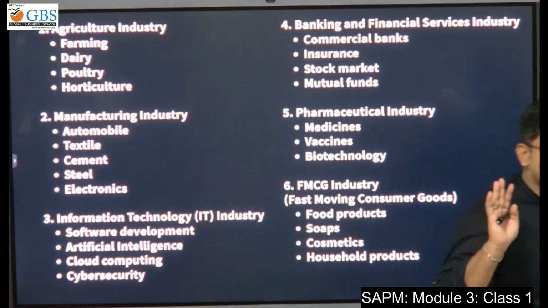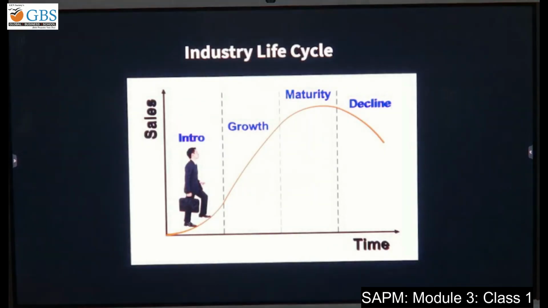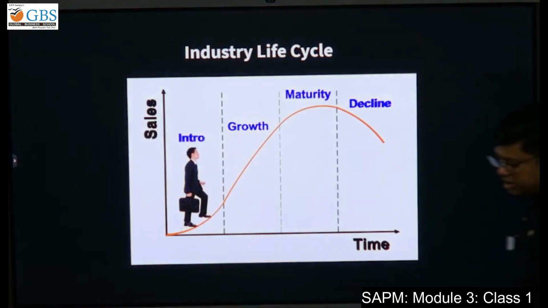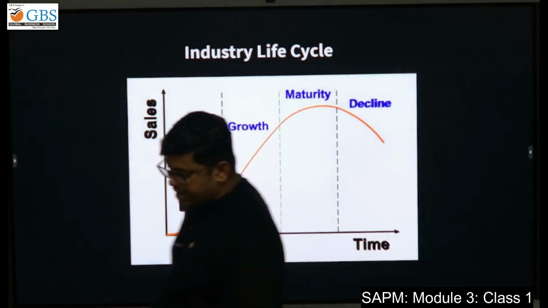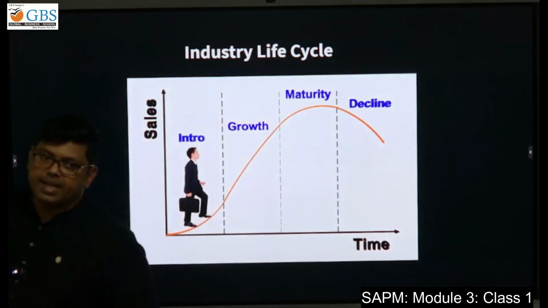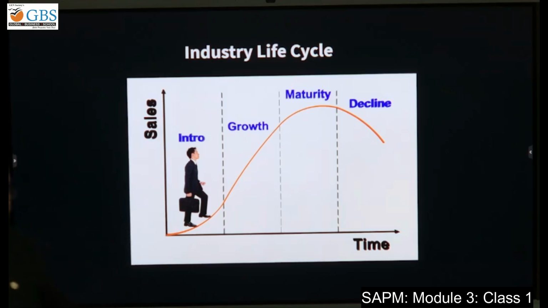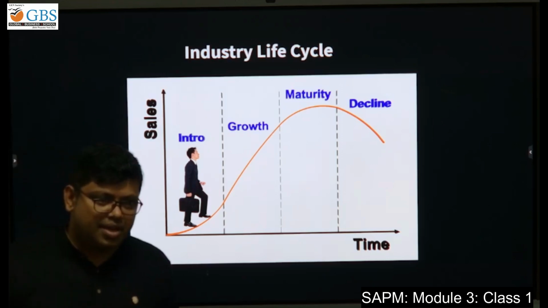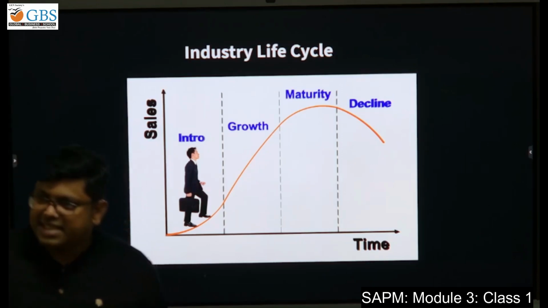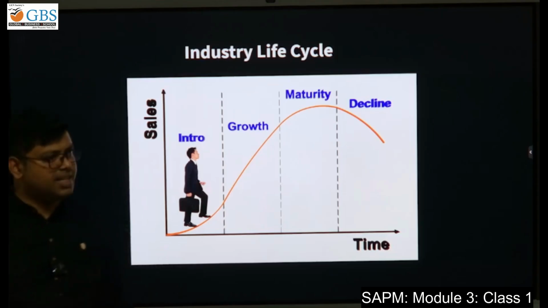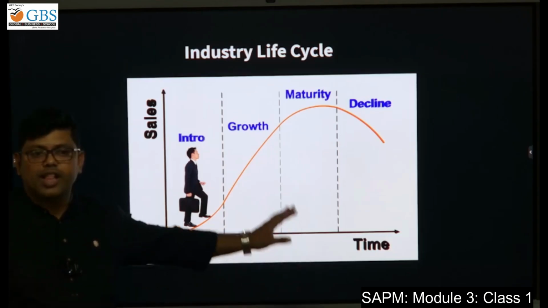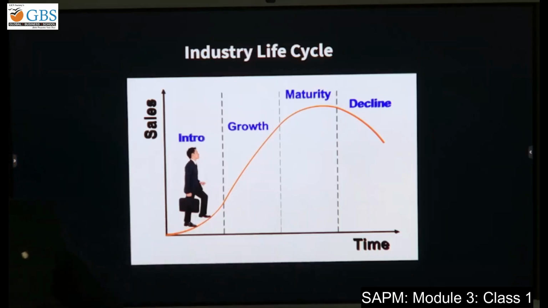14 industries I have mentioned. Right. So one more concept you should understand, that is industry life cycle. I hope you know this, already learned. It has 4 stages, like the product life cycle, but we call it the industry life cycle, because you need to understand where that particular industry which you are going to sell it belongs to.